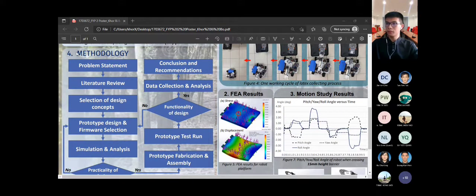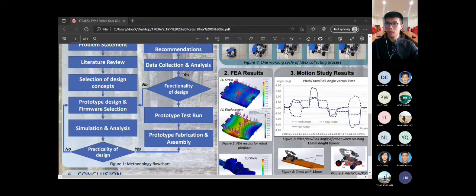Then the methodology flowchart is also constructed in this project. The project starts with the problem statement to determine the issue to be improved in the rubber industry. Then the literature review is conducted. After selecting the suitable design concept, the prototype design and hardware selections are carried out. After that, simulation and analysis are carried out to test the practicality of the design.